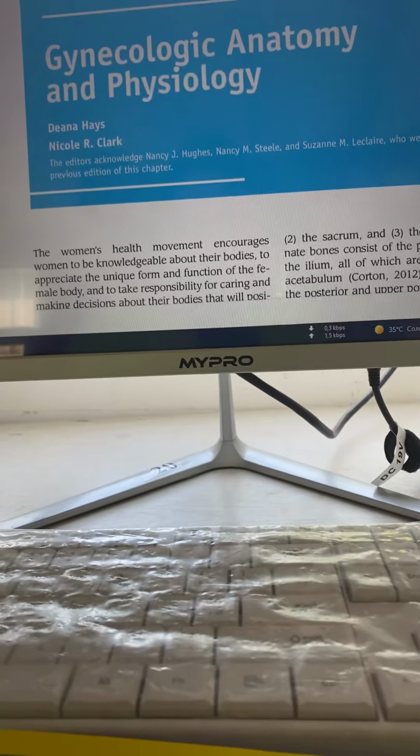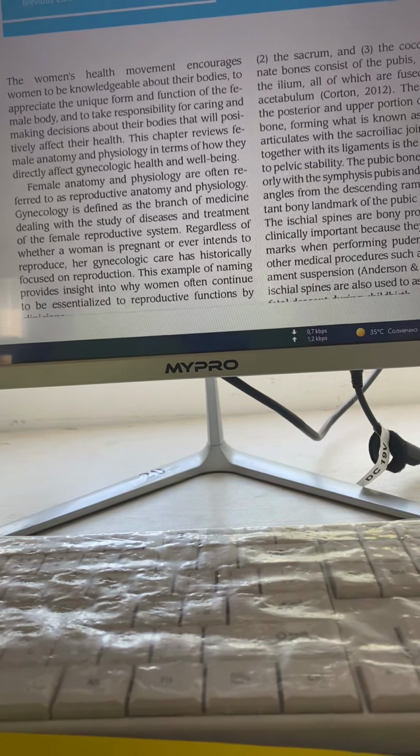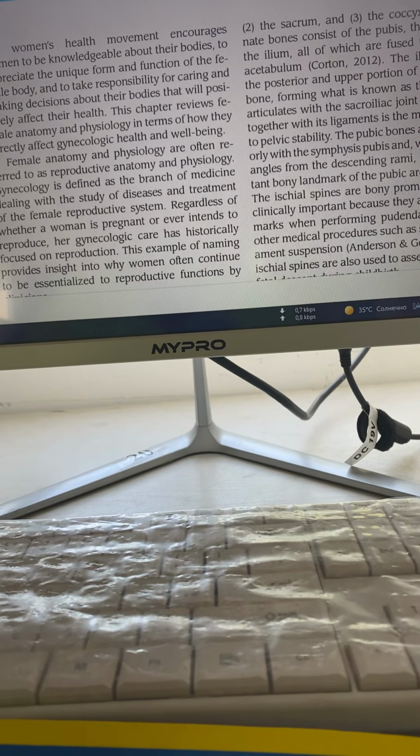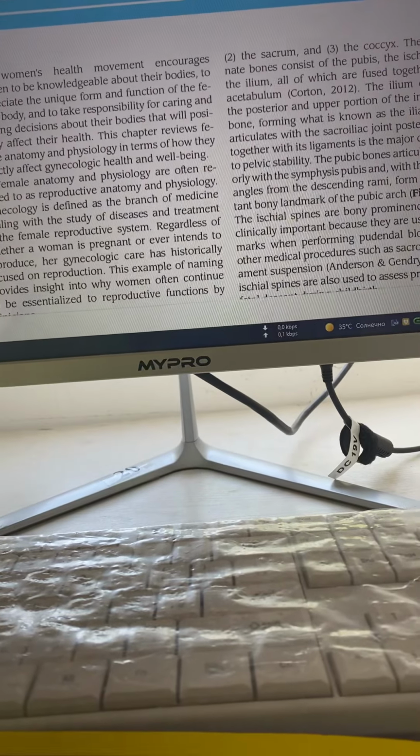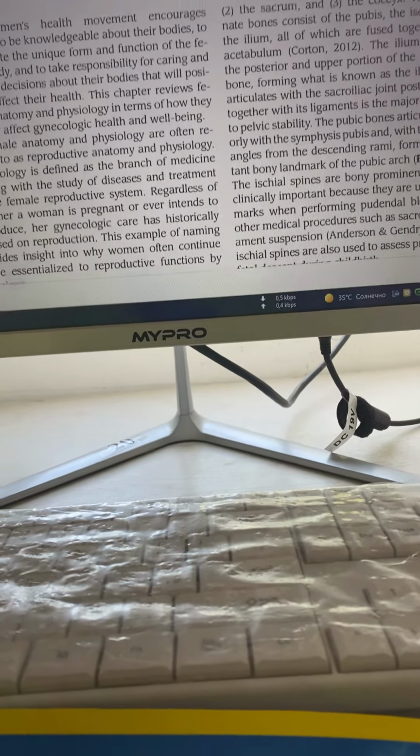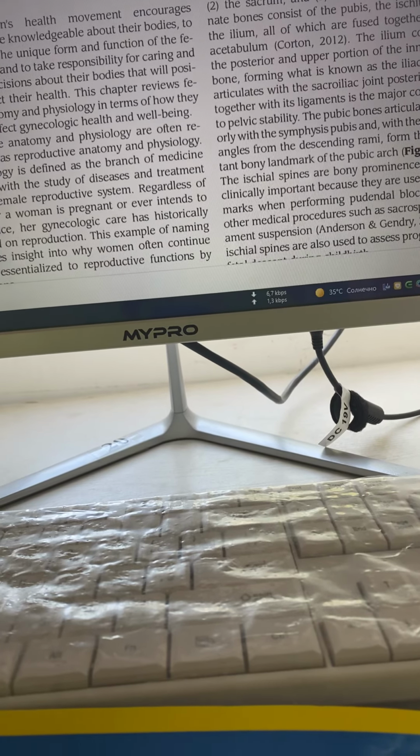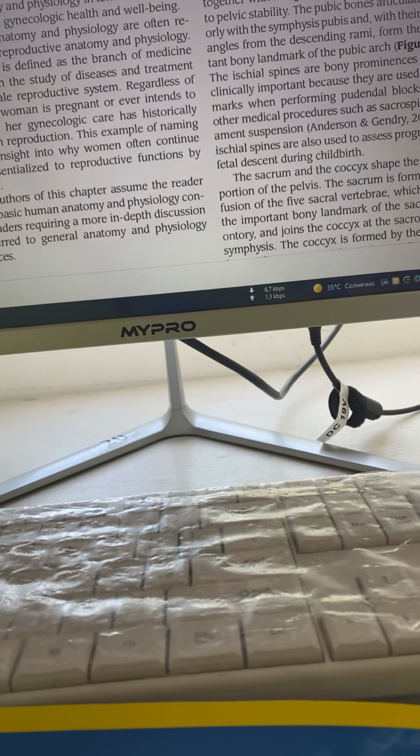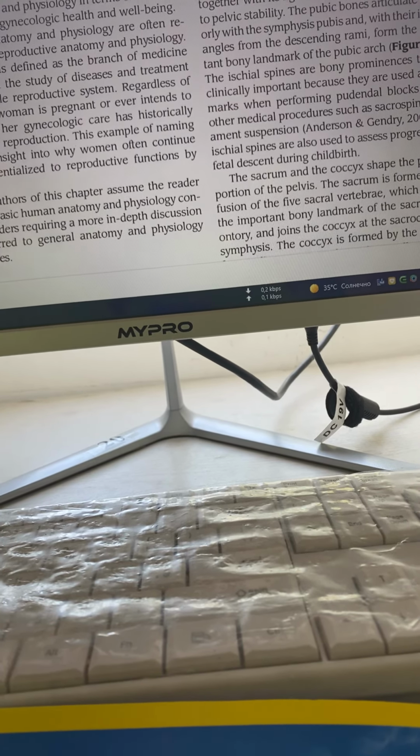The women's health movement encourages women to be knowledgeable about their bodies, to appreciate the unique form and function of the female body, and to take responsibility for caring and making decisions about their bodies that will positively affect their health. The chapter reviews female anatomy and physiology in terms of how they directly affect gynecologic health and well-being.